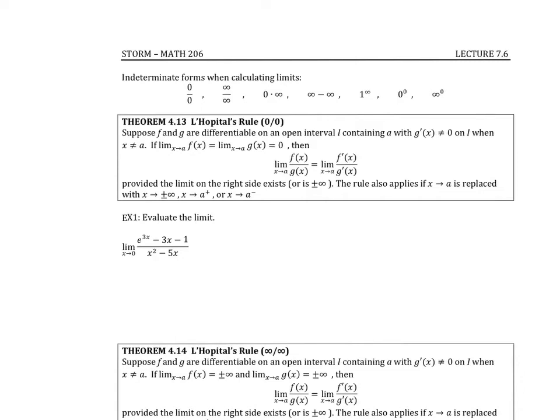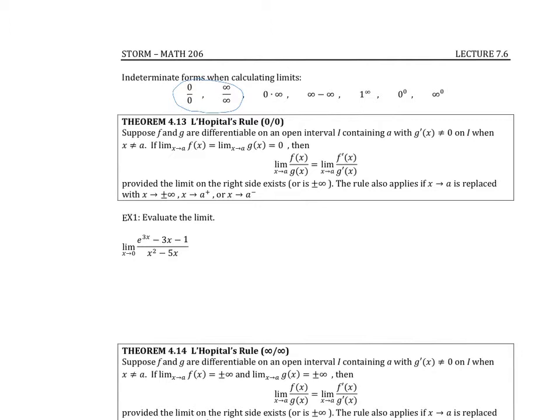Hello, in 7.6 we're going to review L'Hopital's rule when evaluating limits. Now remember, we have some limits that have an indeterminate form. Okay? So if we look at 0 over 0 or infinity over infinity, that means it's indeterminate. We cannot determine the limit. We need to do something else.